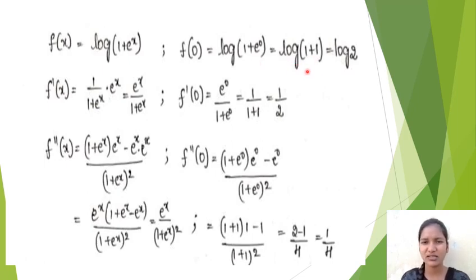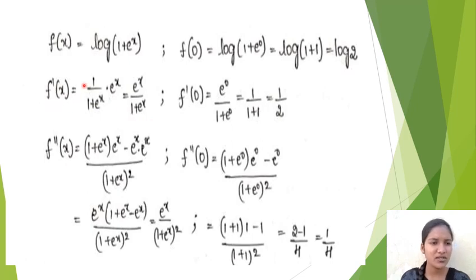From this, that is equal to log 2. If we differentiate f of x, that is f dash of x, here we use the log x formula, that is d by dx of log x is equal to 1 by x. So in place of x, here we have 1 plus e power of x. So we write 1 by 1 plus e power of x, and also we have to differentiate e power of x. d by dx of e power of x is also e power of x. So that is equal to e power of x by 1 plus e power of x.